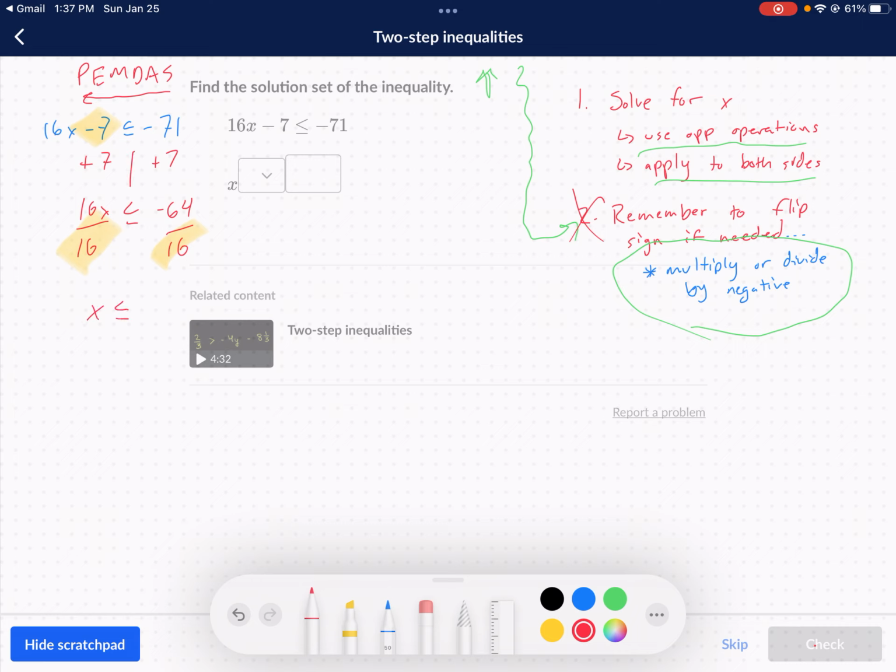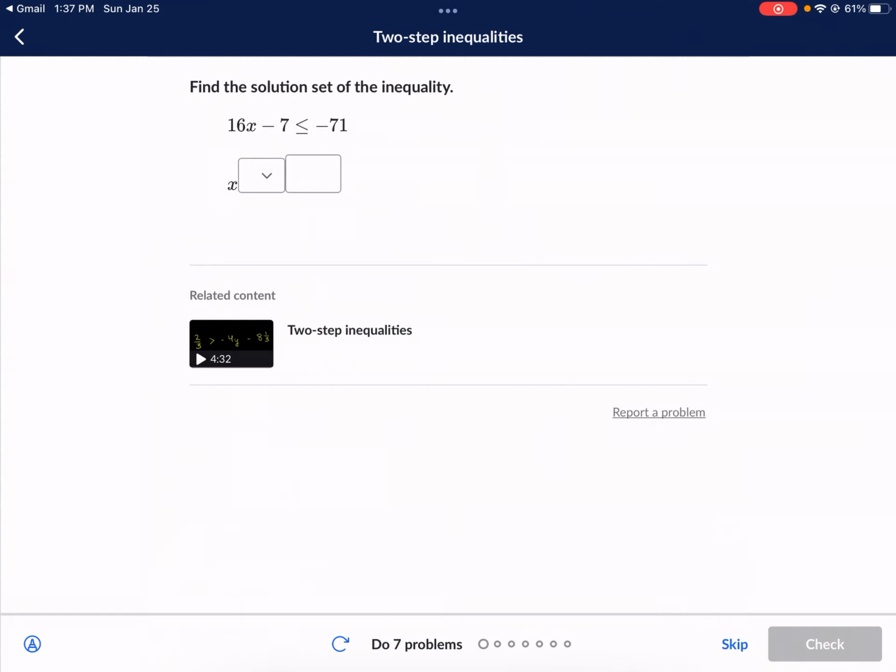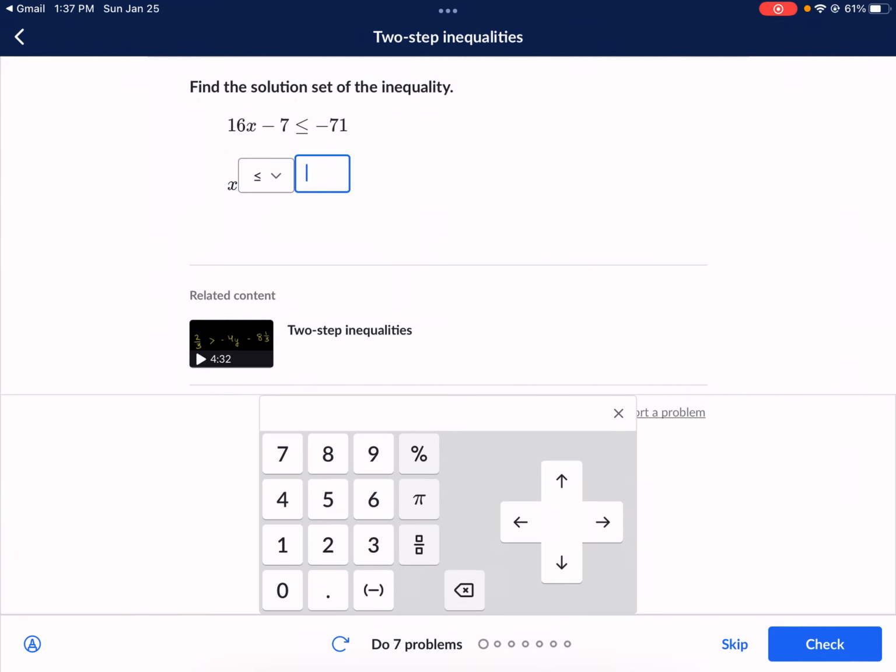I'm going to leave my sign just like that. I'm pretending it's an equal sign all the way down, and I'm just leaving it how I see it, less than or equal to, and then I get negative 4 for my answer. So x is less than or equal to negative 4, and that's my final answer. Essentially we just treated this like an equation. The only difference is if we encounter dividing or multiplying by a negative, we flip the sign, and otherwise we keep the sign just how we have it.